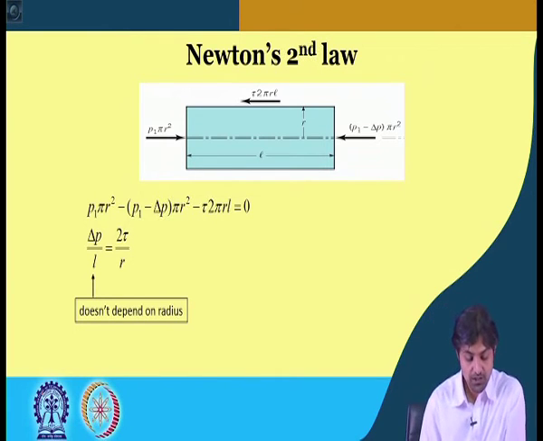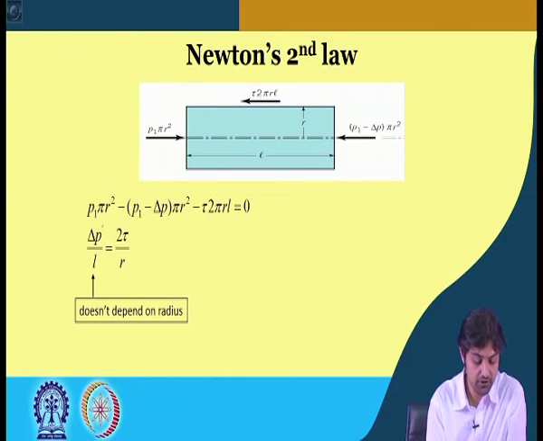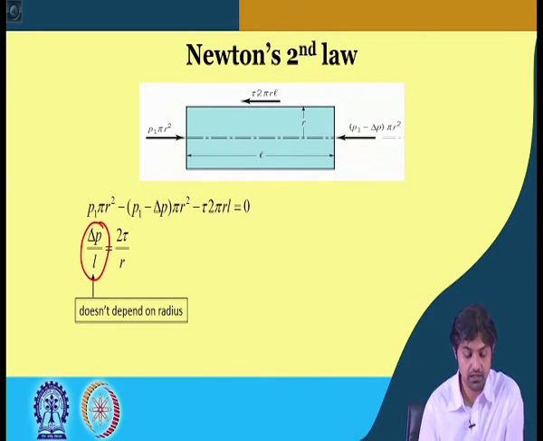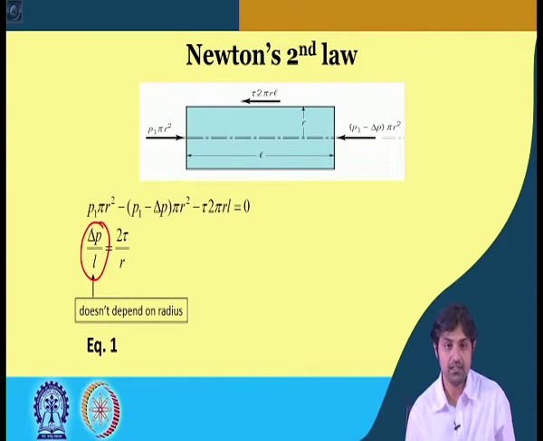See, the pressure drop per unit length, this delta P by L, does not depend upon the radius, right, because it's pressure drop per unit length, and this we call equation number 1.